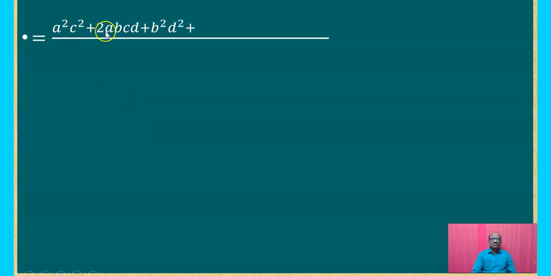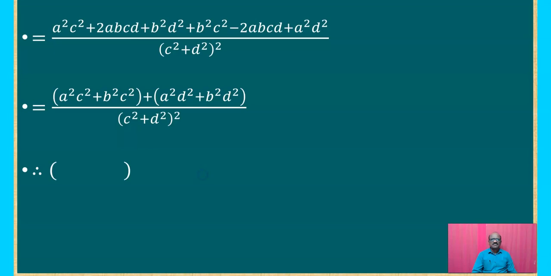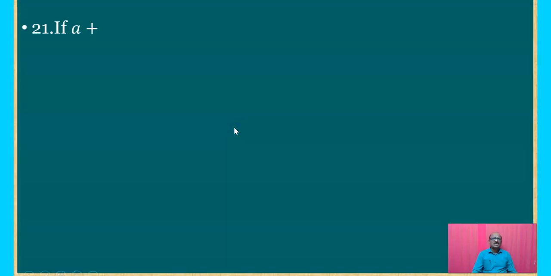a square c square plus 2abcd plus b square d square plus b square c square minus 2abcd plus a square d square upon (c square plus d square) bracket square. a square c square plus b square c square plus a square d square plus b square d square upon (c square plus d square) bracket square. Therefore, (x square plus y square) bracket square is equals to a square plus b square upon c square plus d square. Hence, it is proved.